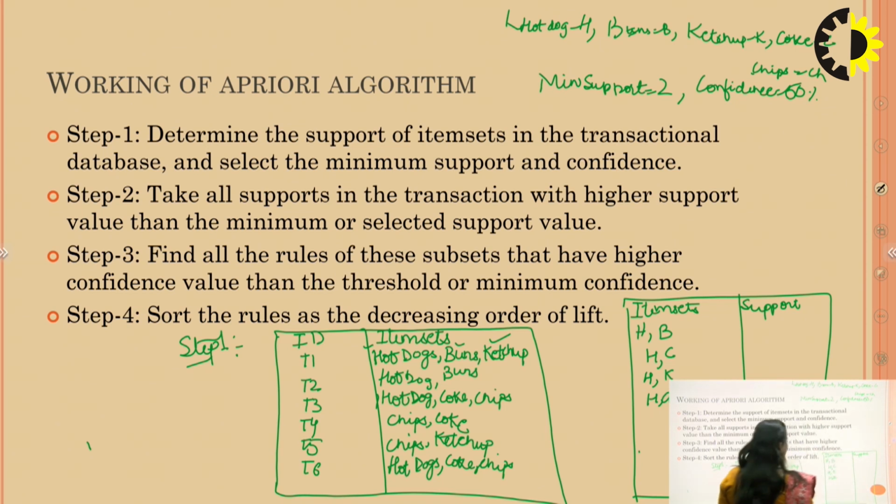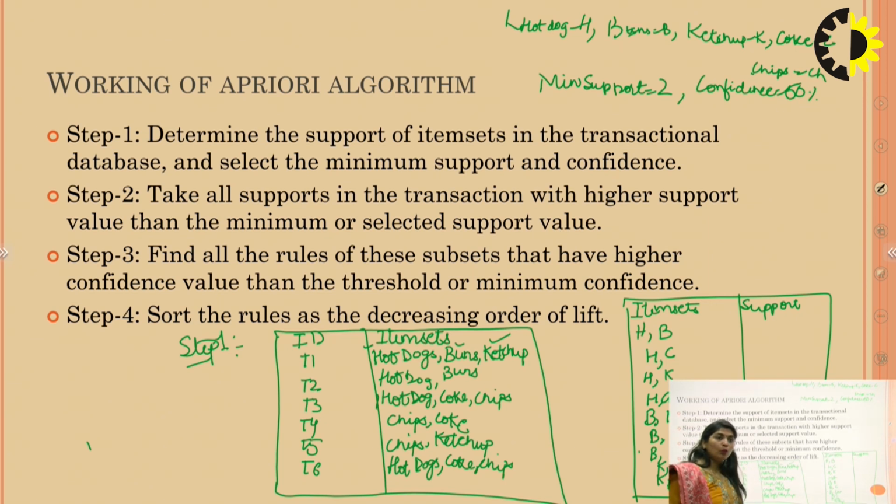In the same way, we can select for the buns and ketchup. Then buns and Coke. Then buns and chips. Next is for the value ketchup. Ketchup and Coke. Ketchup and chips. And Coke and chips. So these are the values we can take.